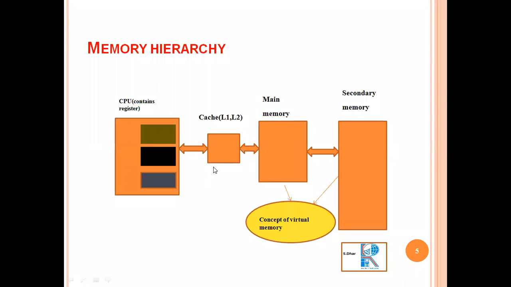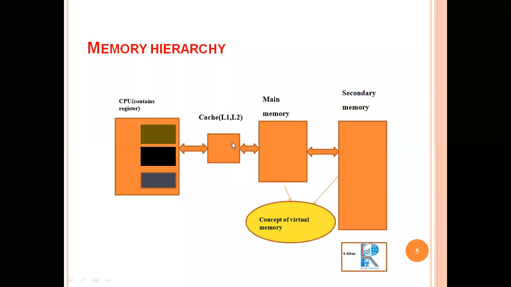So to solve the problem, what happens? One temporary memory is placed in between. See here, in between the main memory and the CPU. And this temporary high-speed memory is called a cache memory.